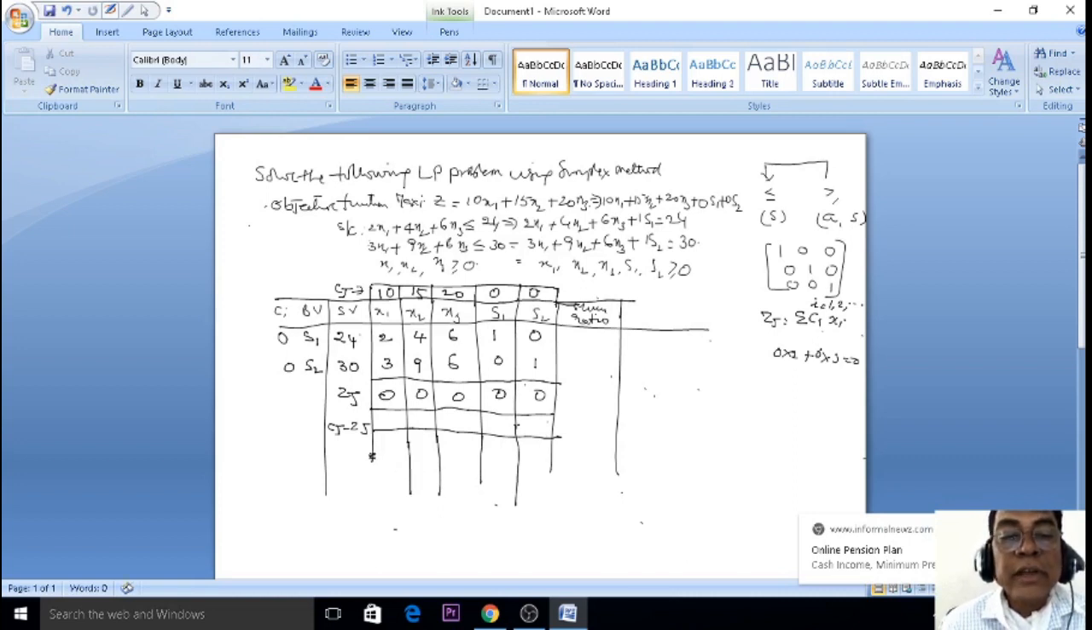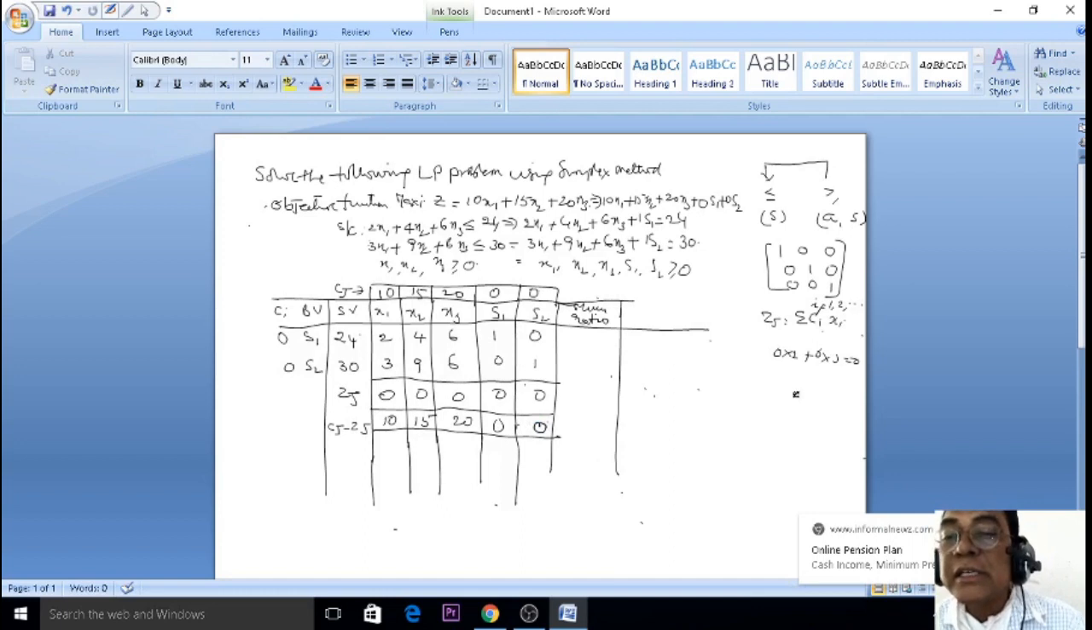So what are the Cj values? Cj values is nothing but objective function value. Top row values Cj. 10 minus 0, 10. 15 minus 0, 15. 20 minus 0, 20. 0 minus 0, 0. 0. So now the key column.